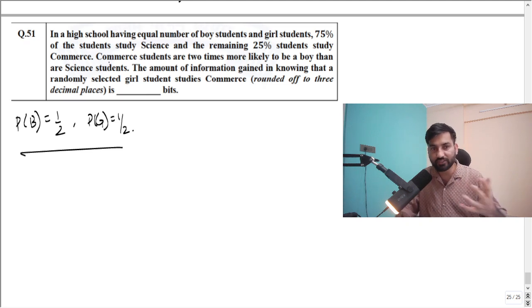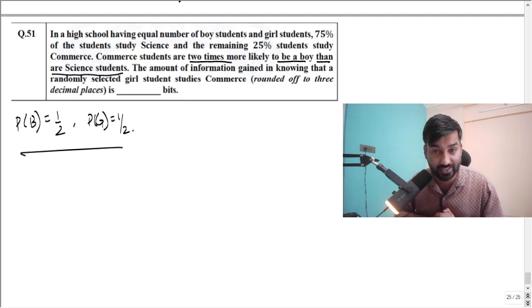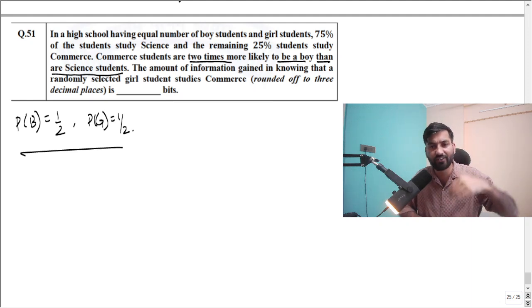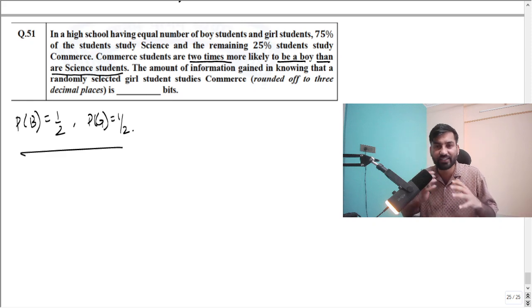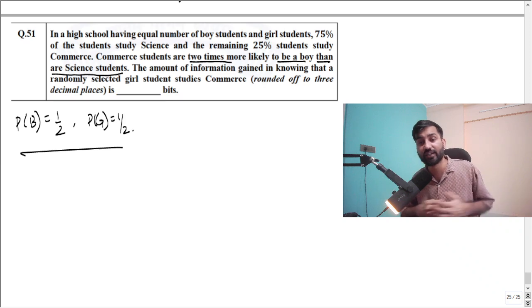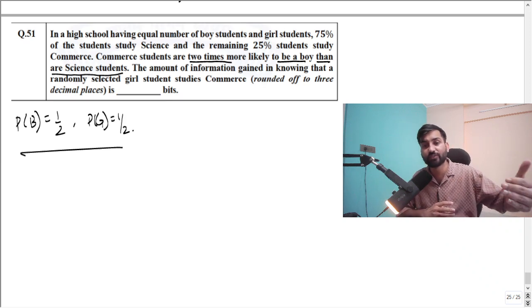Then they have given that commerce students are 2 times more likely to be a boy than science students. This is the line which many of us fail to understand. They haven't given a direct probability here, they have given a condition. Being 2 times more likely means the probability that a commerce student is a boy is 2 times the probability that a science student is a boy.